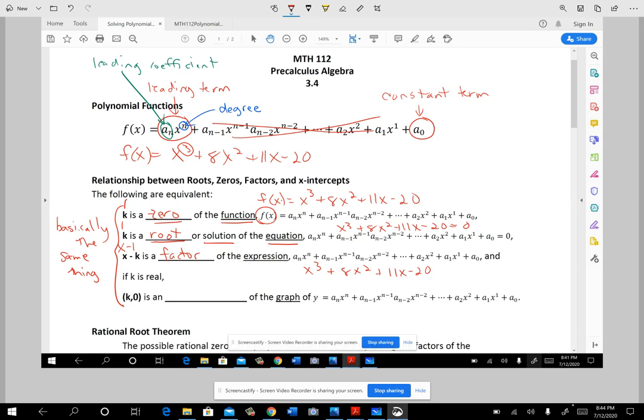And then if the number like 1 is real, then it's going to be an x-intercept of the graph of the polynomial equation in two variables. Okay, so if I were to graph that, it would wind up having an x-intercept everywhere I had a root or a 0. Okay, so if they talk about a 0, a root, a factor, an x-intercept, those are all related. Okay, they're all basically the same thing. It's just a matter of the terminology.